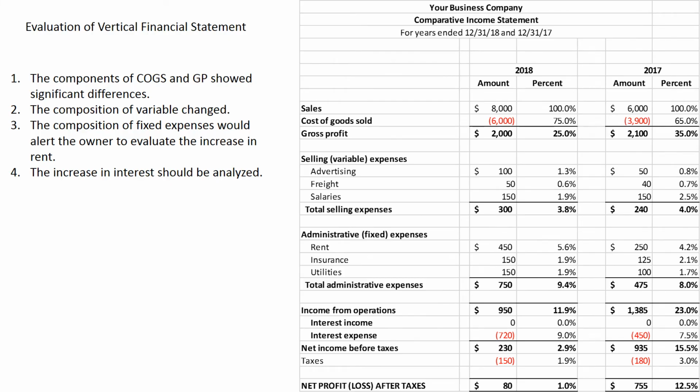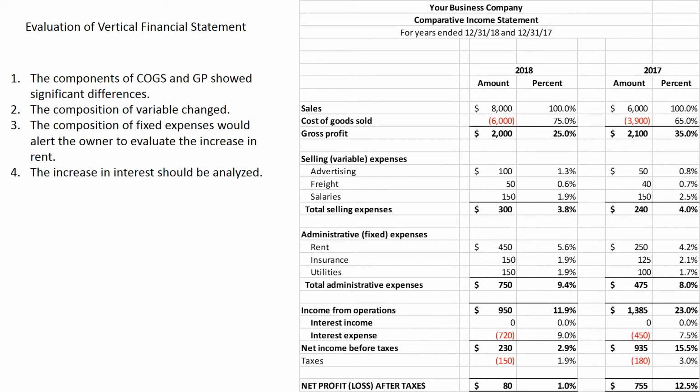Vertical financial statement analysis. Percentage analysis is used to show the relationship of the components in a single financial statement. For a balance sheet, each asset is stated as a percent of total assets, and each liability and equity item is stated as a percent of total liabilities and equity. For an income statement, in vertical analysis, each item is stated as a percent of net sales. Here is an example of a vertical analysis of the income statement.